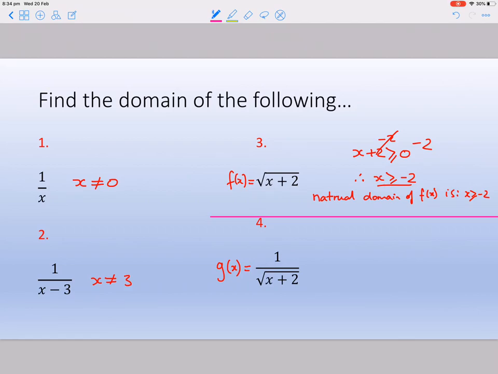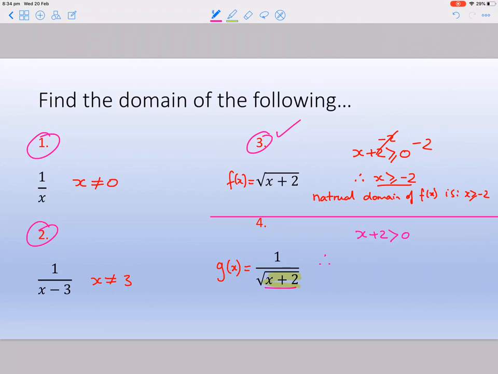Now, what about the one on the bottom? Well, it's exactly the same, with one difference. Going back to the earlier examples, we can't have 0 at the bottom of a fraction, in the denominator, but in the square root one it was okay, we could have 0. The only difference is that this x plus 2 does have to be a positive number because it's underneath the square root, but it also has one more condition: it can't be 0. It has to be greater than 0.